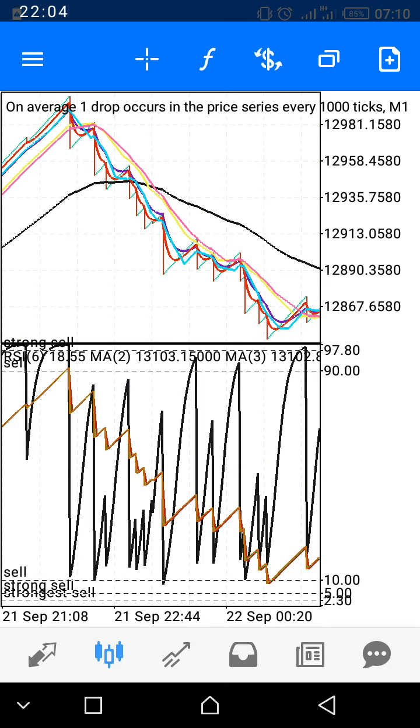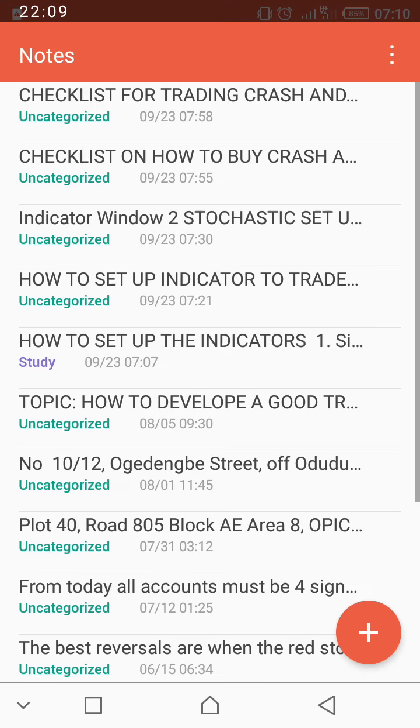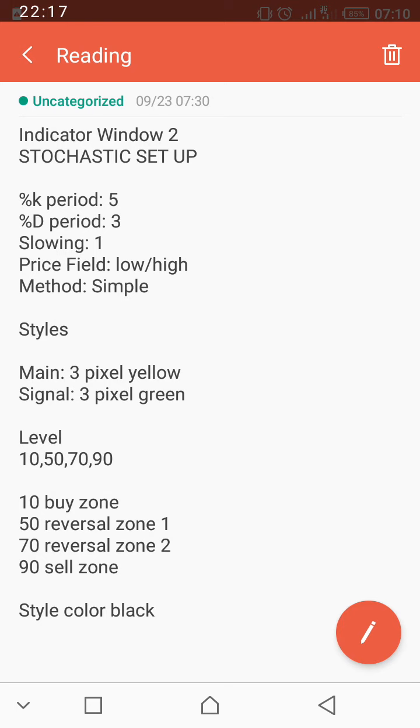The next indicator we're going to put now is the stochastic. I want to set up the stochastic window. So we're going to use this stochastic. Now, you see, this stochastic setup: percentage K period 5, D period 3, slowing 1, low high, simple, style yellow, green, levels 10, 50, 70, 90. 10 is the buy zone, 50 the reversal zone, 70 reversal zone 2, 90 the sell zone.